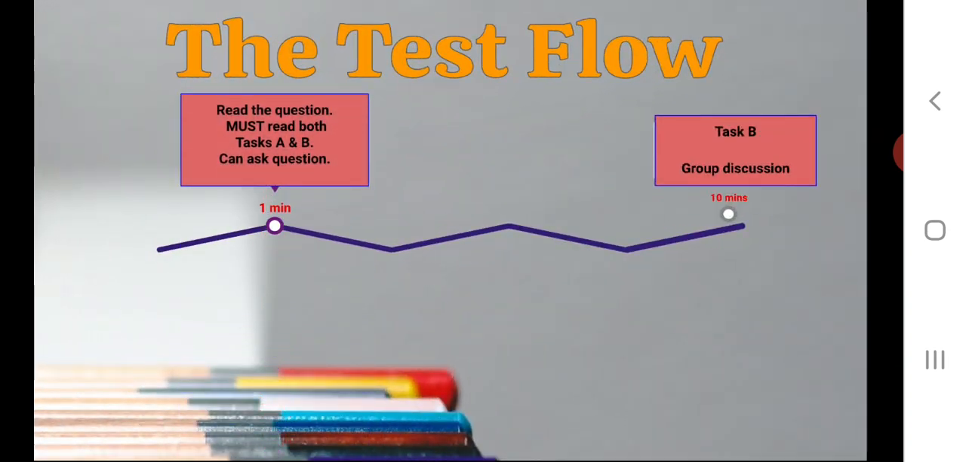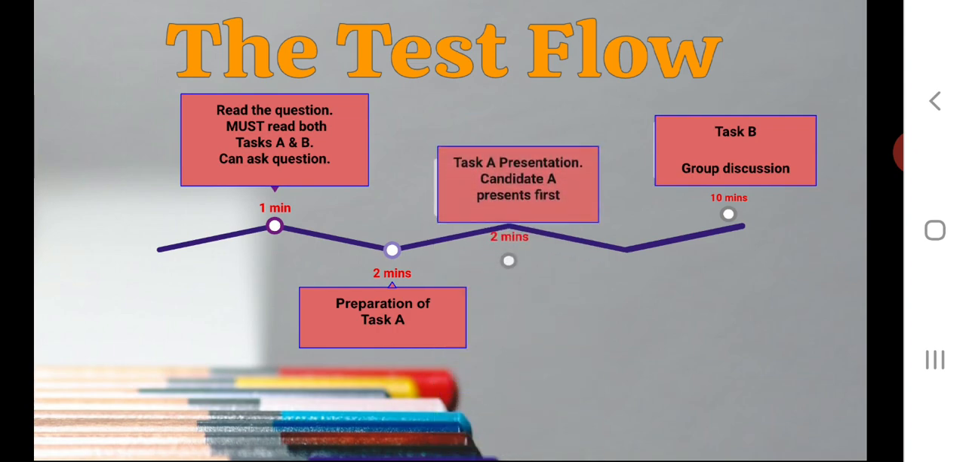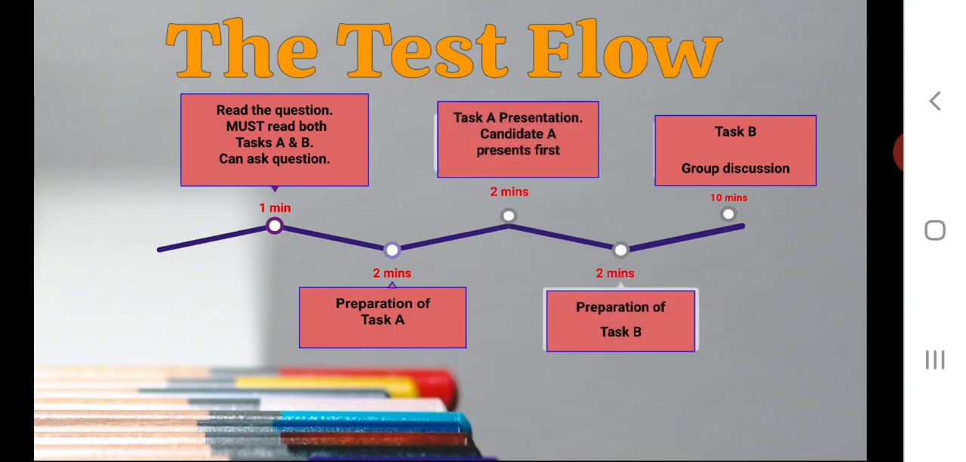Now let's look at the test flow. Once you are seated in the test room, you will be given 1 minute to read the question. When you read the question, please make sure that you read both task A and task B. Because if you have words that you don't understand, that is the time that you could ask the examiners the meaning of the words, which is at the end of the 1 minute time.